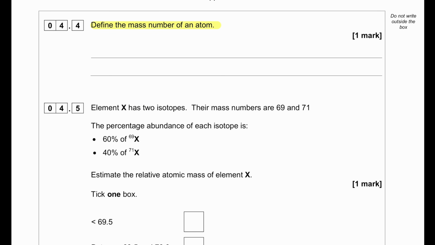Define the mass number of an atom. To define the mass number of an atom, we have to understand that mass number is the sum of protons plus neutrons.